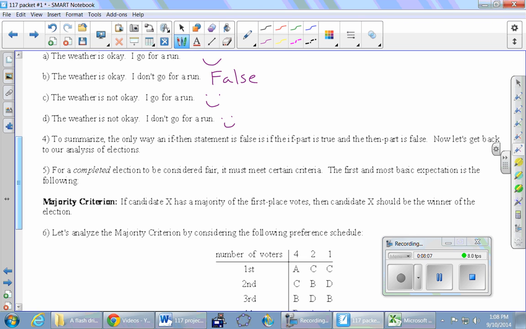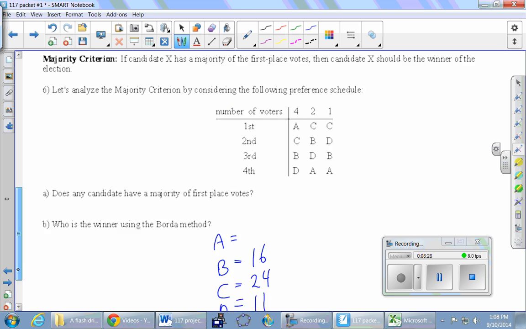Does that seem fair? If one candidate has a majority, does majority mean more than anyone or more than half? More than half. If one candidate has more than half of the first place votes, they should win. Seems reasonable, right? They are the preferred candidate for more than half of the people who vote. They should win. Okay, let's take a look at number 6.